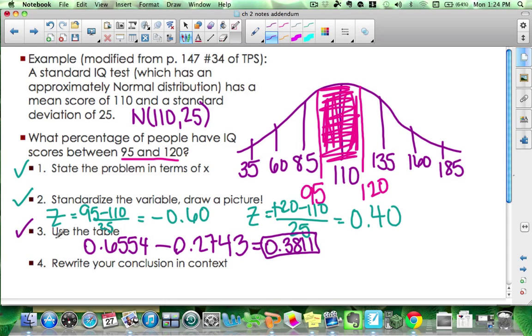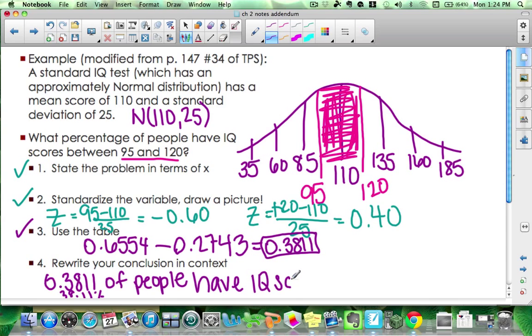Numerically, that is my answer, but in step 4, I need to rewrite my conclusion in context. To do this, I'm going to read the question. What percent of people have IQ scores between 95 and 120? Well, 0.3811 of people, or if you wanted to write 38.11%, that's fine, of people have IQ scores between 95 and 120. So to reiterate, we started by drawing our picture, shading in the appropriate area. Then we convert our raw values into z-scores. We use the tables to find our numerical answer, and we rewrite our conclusion in context.